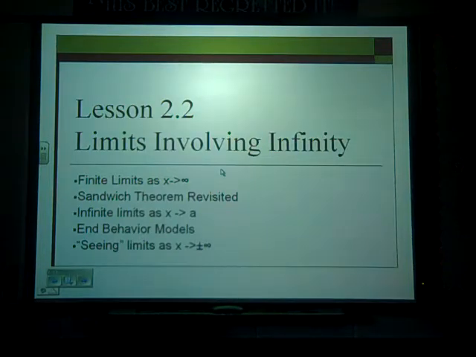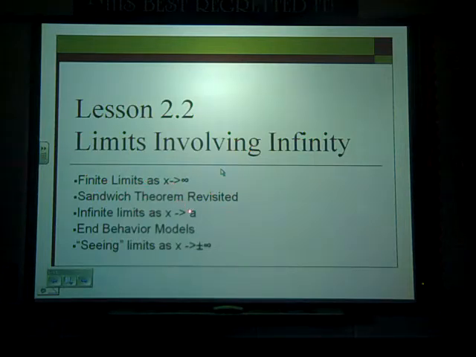Welcome to Klein's Calculus. We're going to look at limits again. This is lesson 2.2, so we're going to look at the limits involving infinity as you move to the right into positive infinity, to the left as you move to negative infinity. So we're looking at limits.